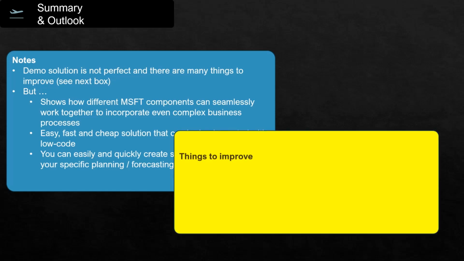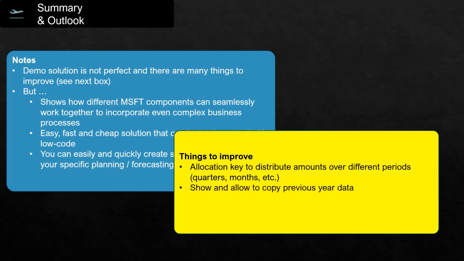Here are some things to improve. Allocations. What I did not show you is how to distribute the amounts over the different months. Is this difficult? No. You just need some additional columns in the Dataverse table. Select the key, and then by pressing a Power Automate button, you can distribute it over the different months or quarters or whatever you have. So it's pretty easy. Just give it a try.